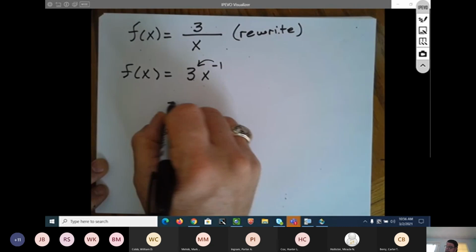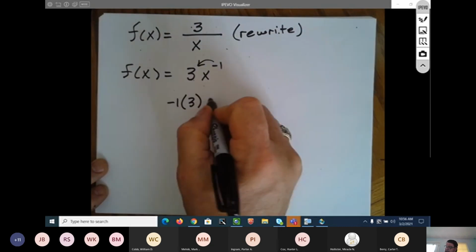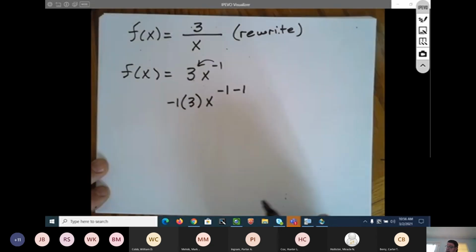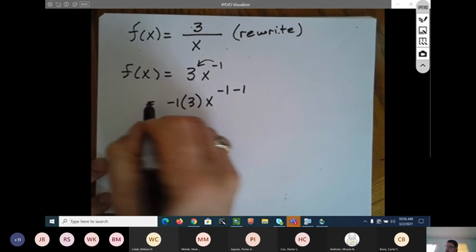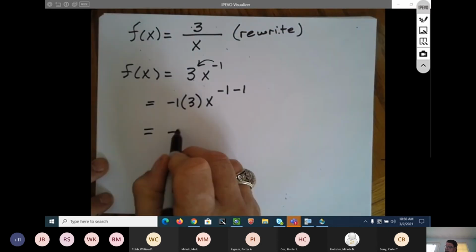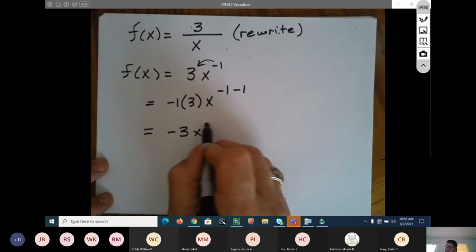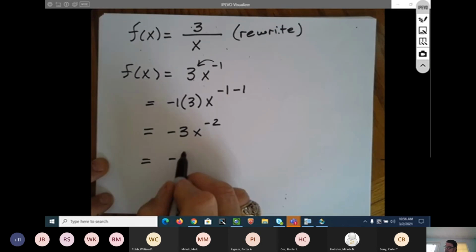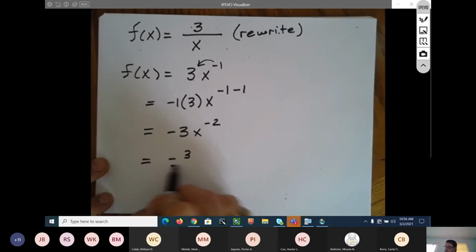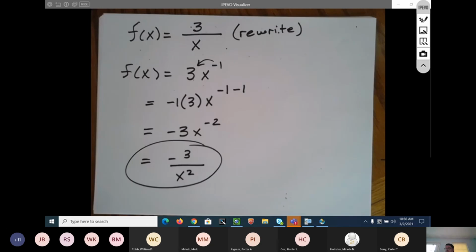Negative 1 times 3, x to the negative 1 minus 1. Negative 3, x to the negative 2, negative 3 over x squared. F prime of x.